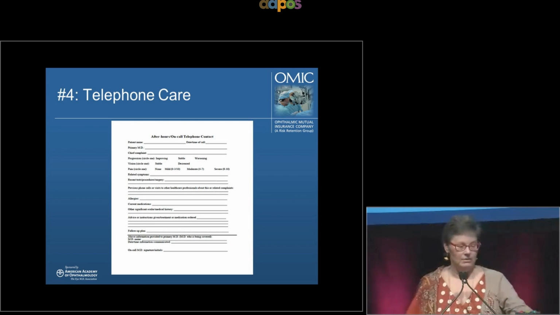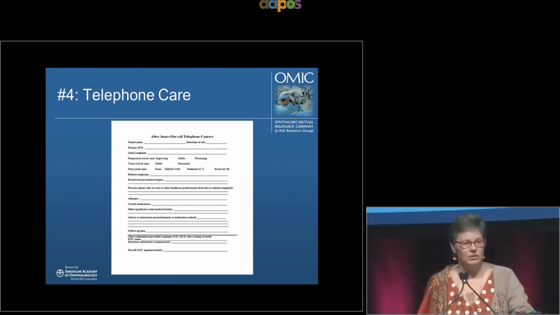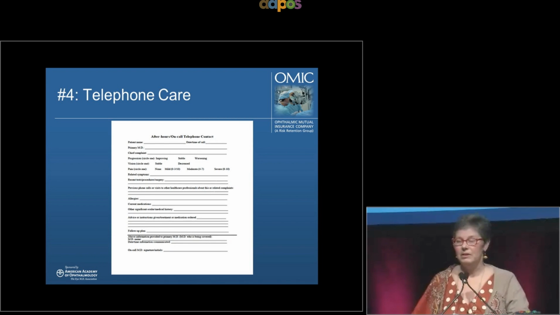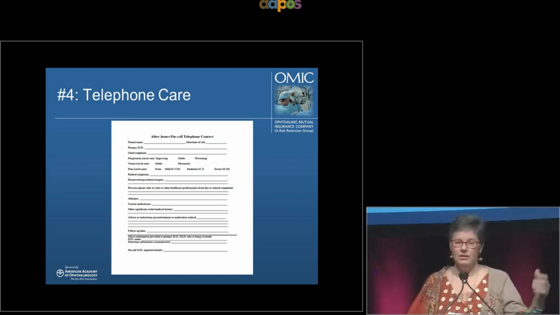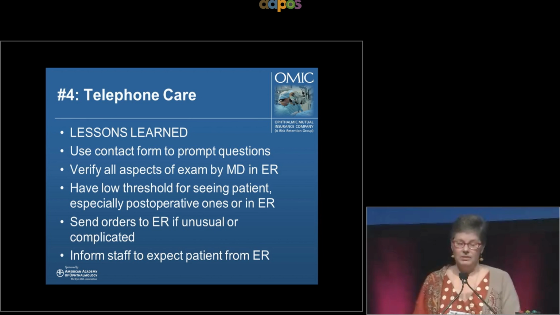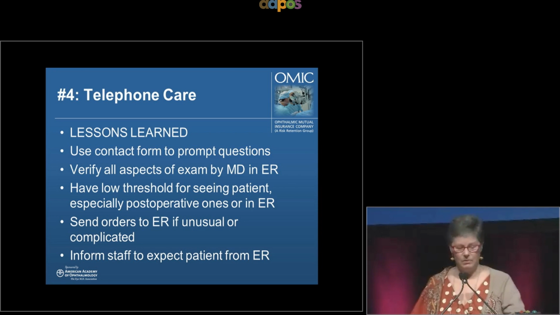That case that Dr. Wiggins talked about, the physician was at the movies the night before leaving for vacation. So he didn't document the phone call. He forgot to tell his office he was sending the patient to them. But if you had a form like this, you fax it to them and they know what to expect. So use the contact form. We mentioned already that ER exams are a really high-risk area. Have a low threshold for seeing post-op patients or ER patients. If you have a patient in the ER that you're comfortable sending orders in and not seeing the patient, but they're complicated, fax the orders in so that there's no question about what you're recommending.